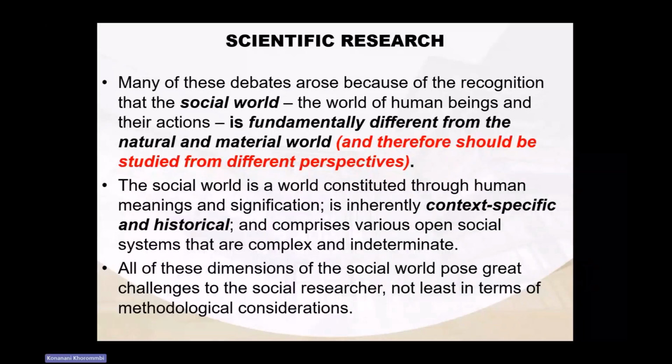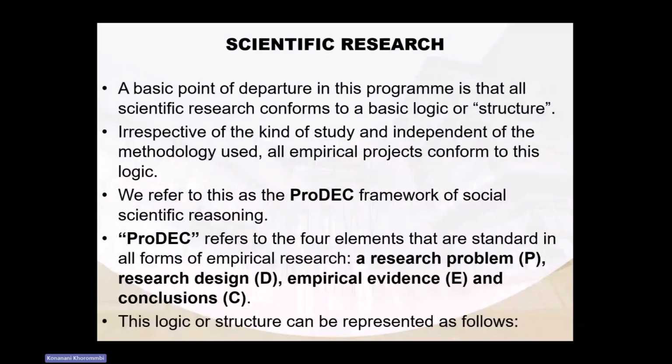All these dimensions of the social world pose great challenges to the social researcher, not least in terms of methodological considerations. You see, social science and natural science do differ. And people that conduct quantitative research and people that conduct social research differ in their approaches and in their preferences. And by the way, I've experienced that social science is more complex than natural science. And I'm not saying this is the truth. Just because a human being changes and the social life is more dynamic than the natural life, I find social life much more complicated.